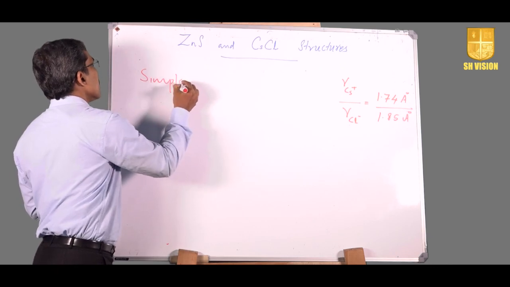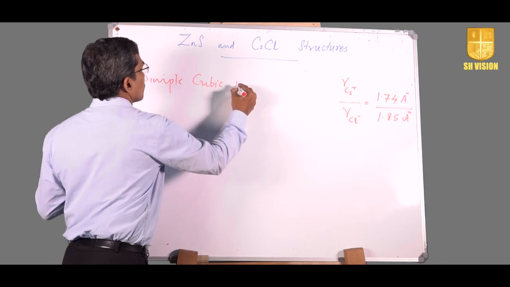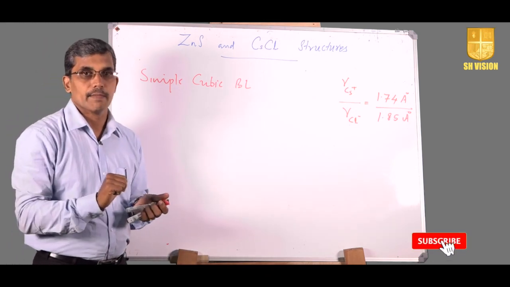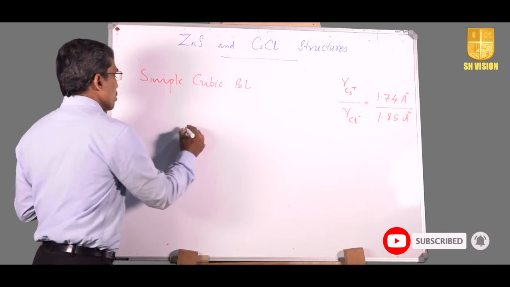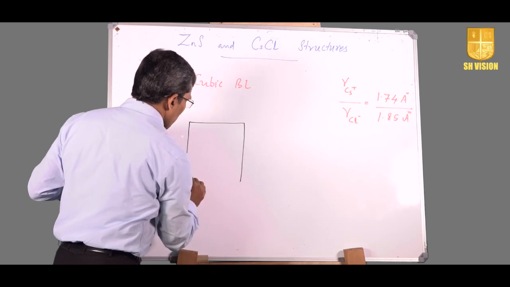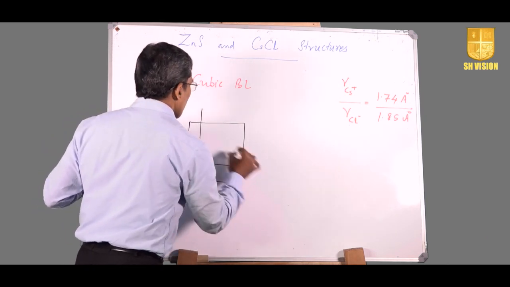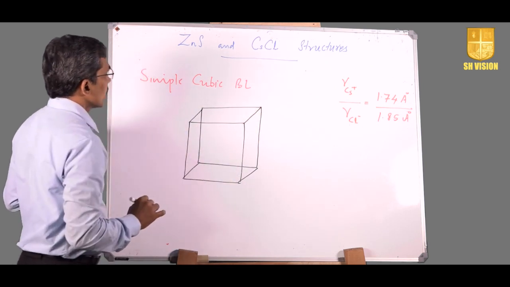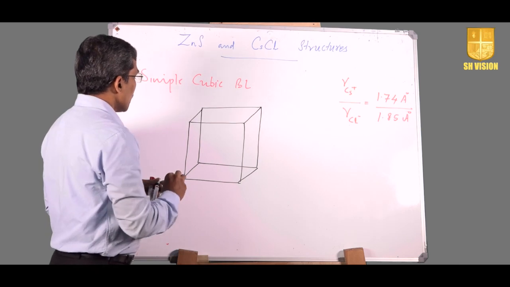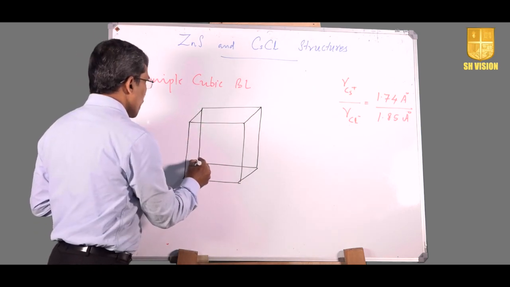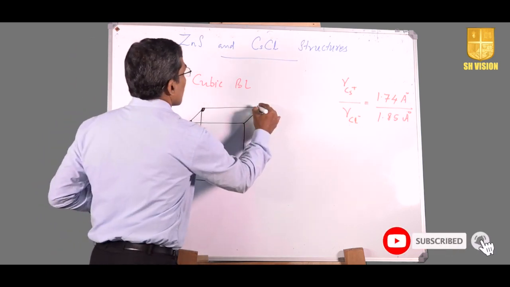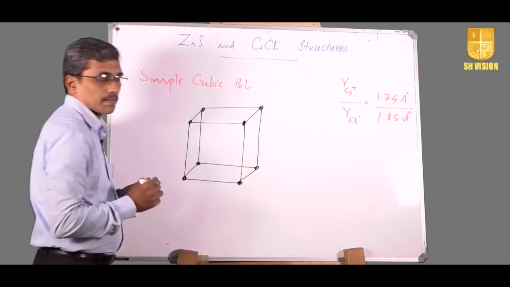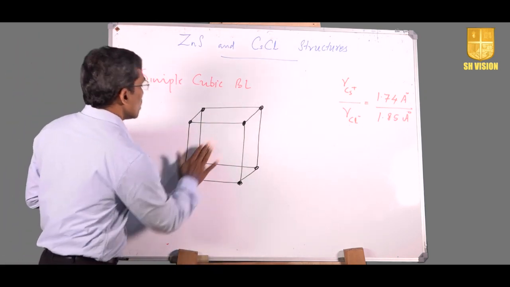Two interpenetrating simple cubic Bravais lattices, of which one is pushed along the main body diagonal by half, half, half. So we have got two simple cubic Bravais lattices. In simple cubic Bravais lattice, all the corner positions are occupied by atoms or ions. So in this case, chloride ions occupy these corner positions of the first simple cube, and there is a second simple cube which is pushed along the main body diagonal.